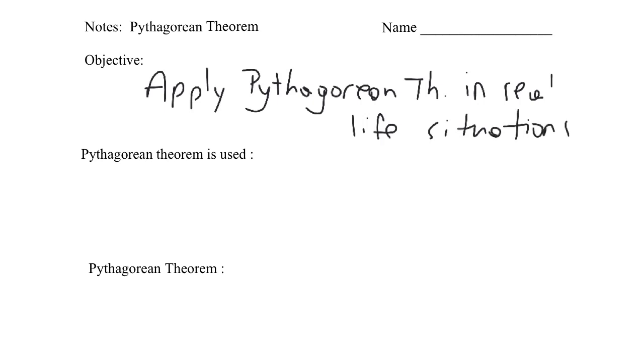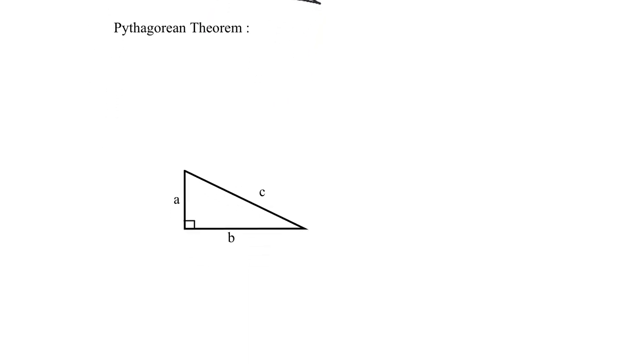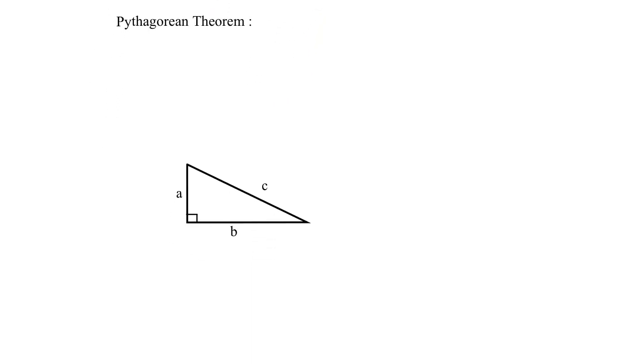The Pythagorean theorem is technically used for right triangles only. So if your triangle is acute or obtuse, you cannot apply the Pythagorean theorem. It states that if you have a right triangle and the two legs are A and B, the hypotenuse is C. This is very important: the longest side is called the hypotenuse and the two shorter sides are called legs.